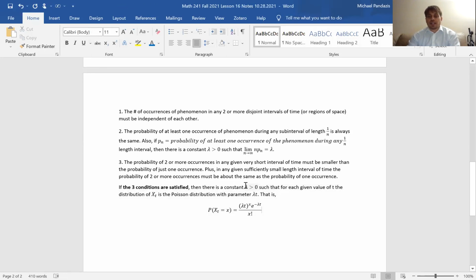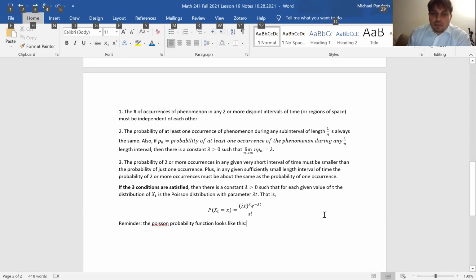Then there is a constant lambda positive, such that for each given value of t, the distribution of x of t is the Poisson distribution with parameter lambda t. That is, the probability that your random variable x of t equals little x is equal to this. This is the Poisson probability distribution with parameter lambda t. Okay, so reminder, the Poisson probability function looks like this.